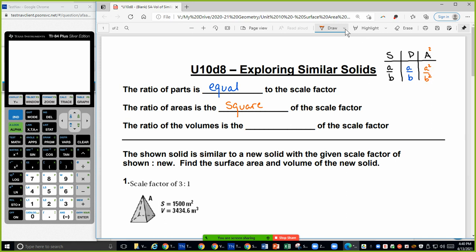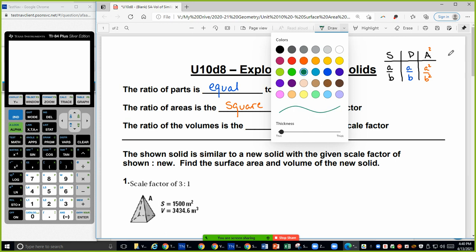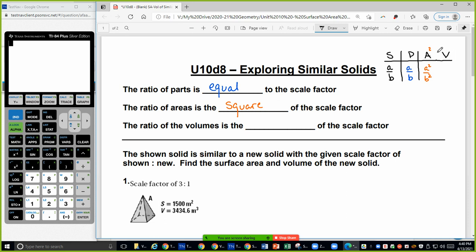Well, today we're going to add on volumes. When I add volume to the table, we're no longer a SPA table, now we're a SPAV table. You can probably use some deductive reasoning: A over B, A squared over B squared. And we know when we do area, we always do units squared, and when we do volume, we always do units cubed. So my ratio of my volumes is going to be A cubed over B cubed. The ratio of the volumes is the cube of the scale factor.